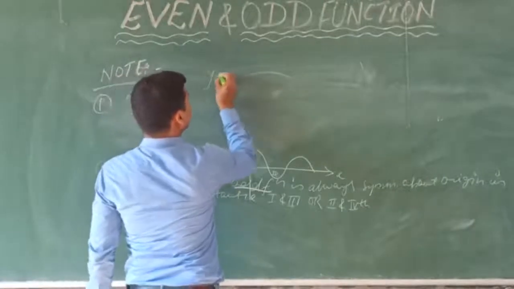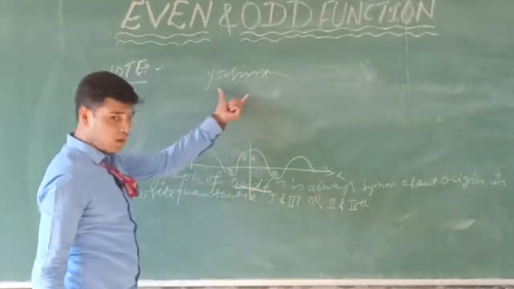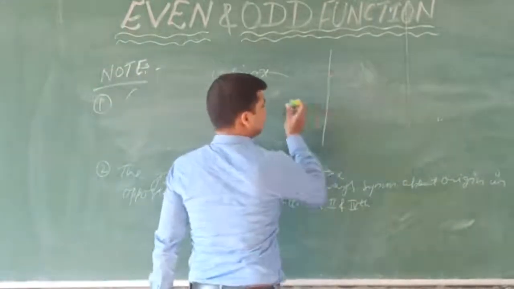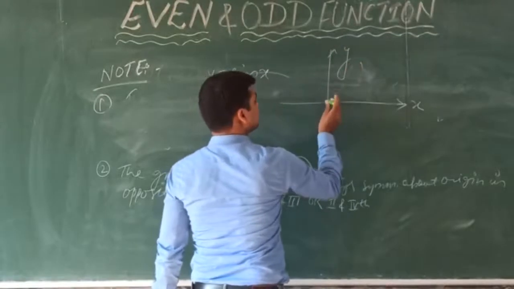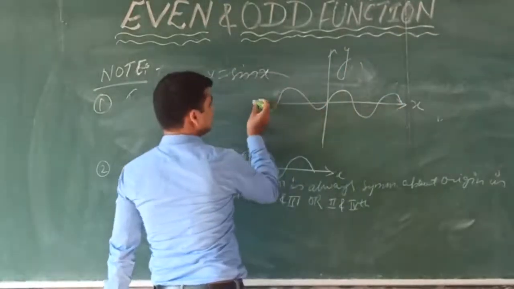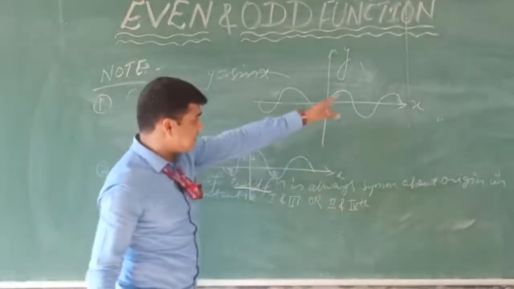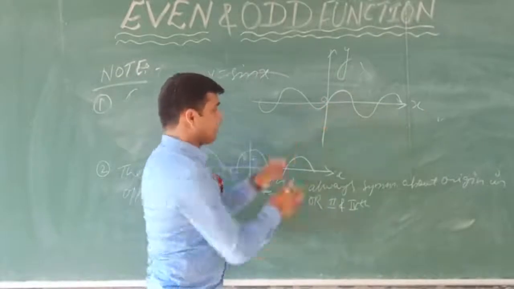So I am taking here y equals sin x. We know that y equals sin x is an odd function. So I am going to draw the graph of sin x, x axis, y axis. What is the graph of sin x? The graph of sin x is this. Now you can observe one thing here, this graph is symmetric about the origin. This is the origin.